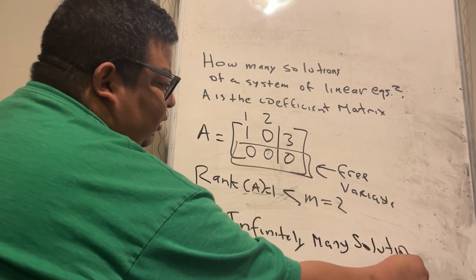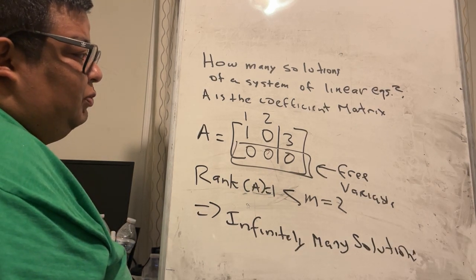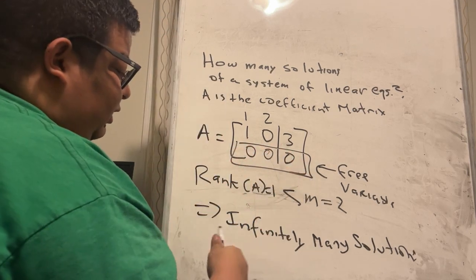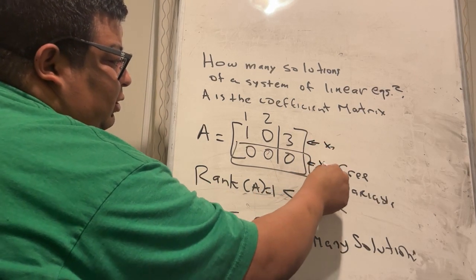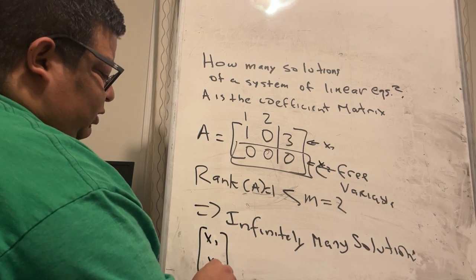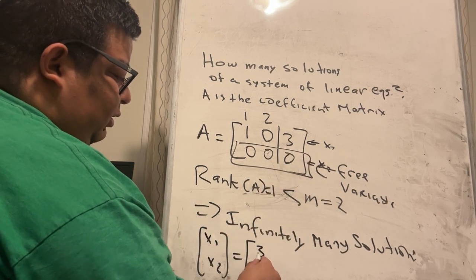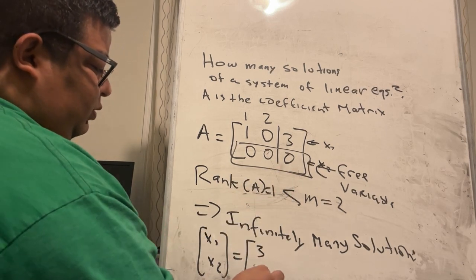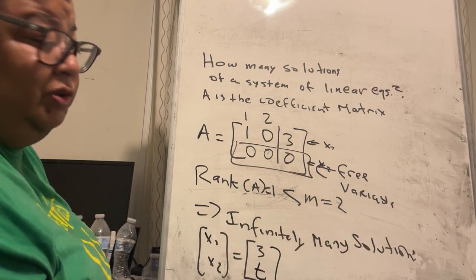solutions. In a previous video I taught you what happens when you have infinitely many solutions, how to write it. So for example, in this case, let's say this is x1 and this is x2. You can say that x1 is equal to 3, and then x2 is equal to t, a variable, and then this tells us we have infinitely many solutions.